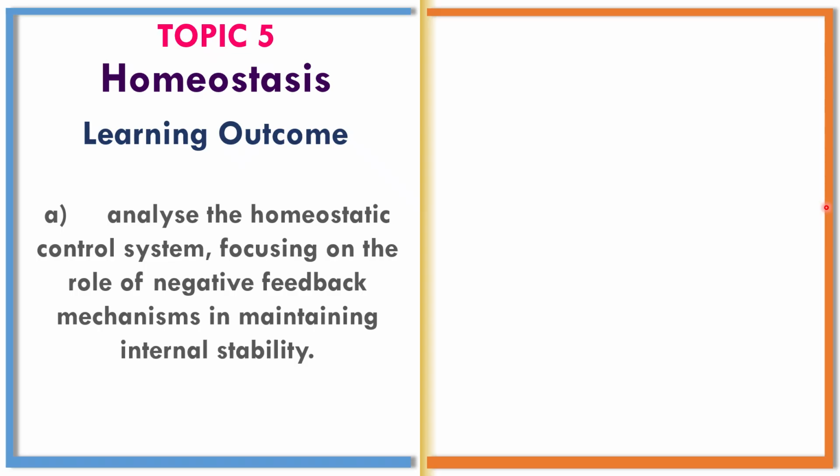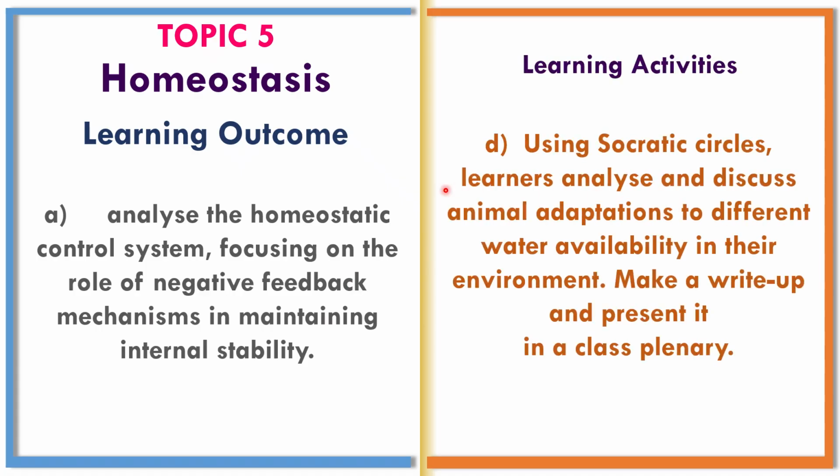Homeostasis. Our learning outcome A: Analyze the homeostatic control system, focusing on the role of negative feedback mechanisms in maintaining internal stability. Our learning activity is D: Using Socratic circles, learners analyze and discuss animal adaptations to different water availability in their environment. Make a write-up and present it in the class plenary.